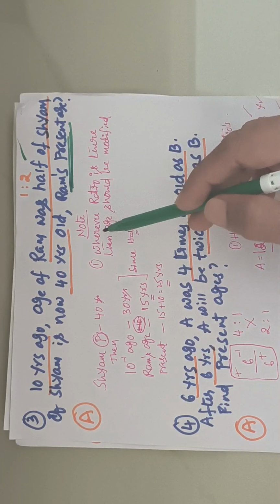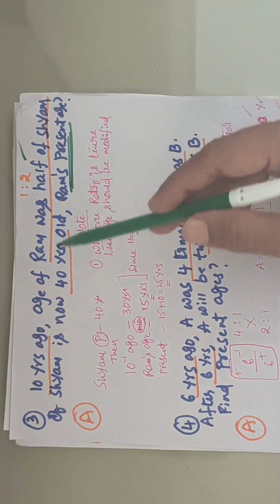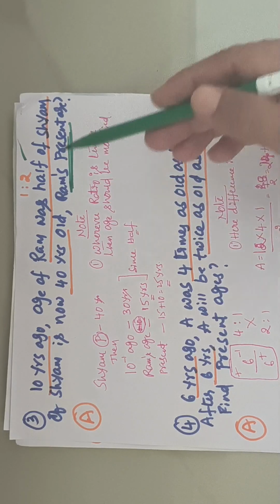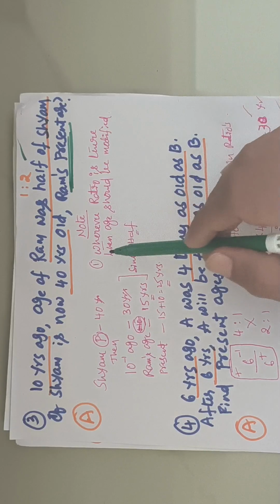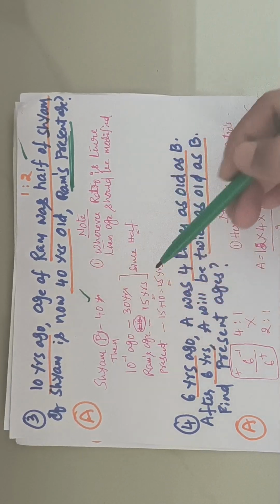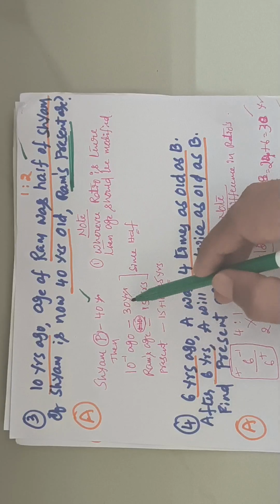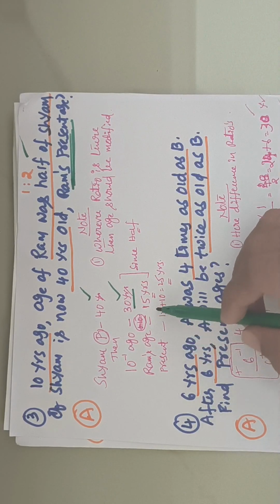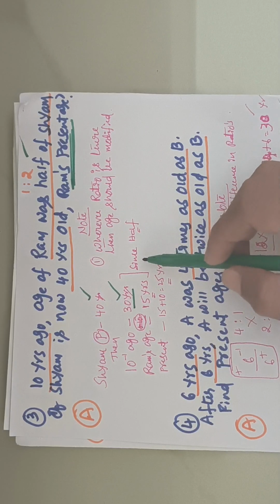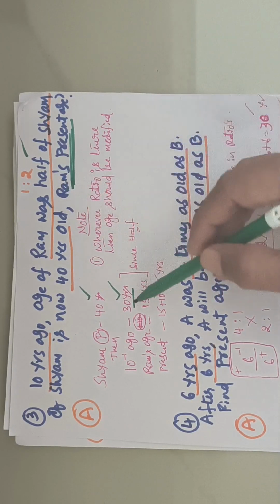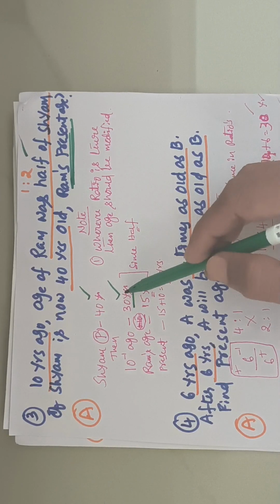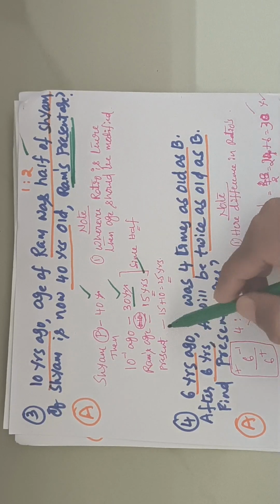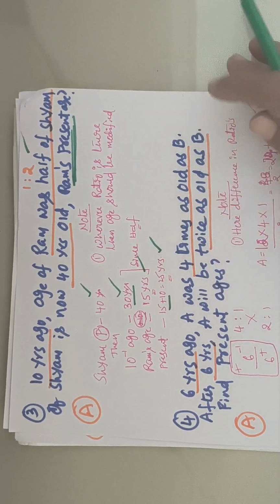So note, wherever the ratio is there, the ratio is 10 years ago. So wherever the ratio is there, the age should be modified or brought to that level. Shyam's present age is 40 years. Then 10 years ago, Shyam's age will be 30 years. Hence, Ram's age is 15 years, since the ratio 10 years ago was 1:2 and it is half. So the present age will become 15 plus 10, 25 years.